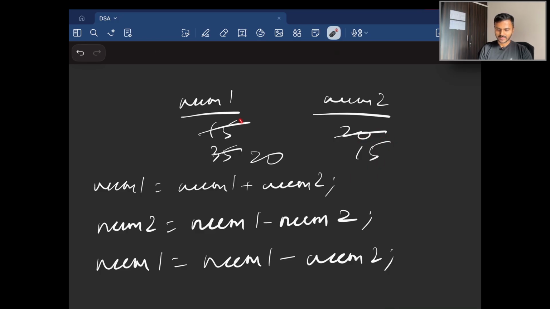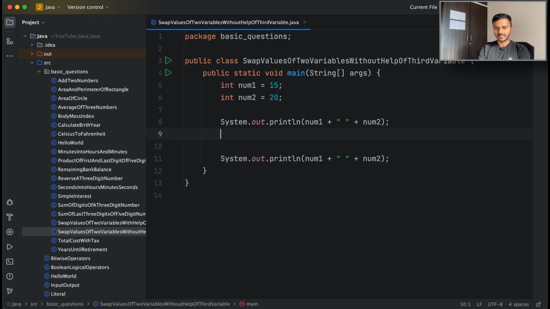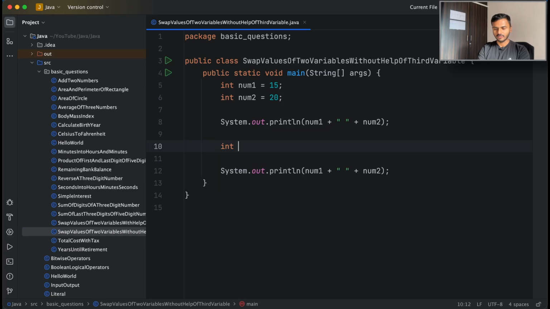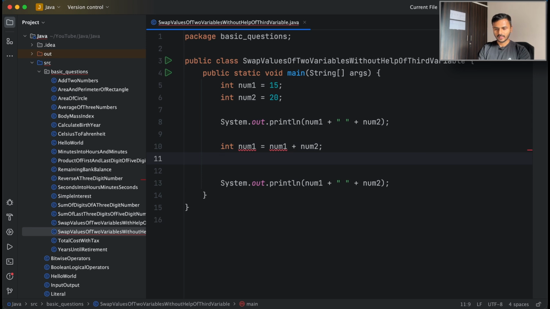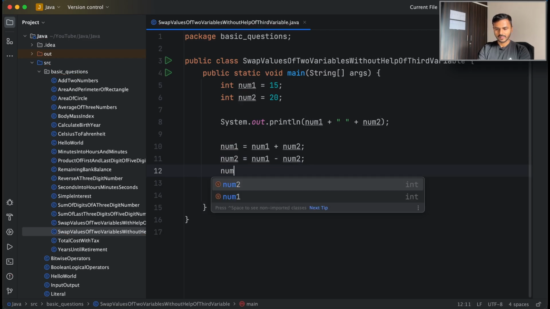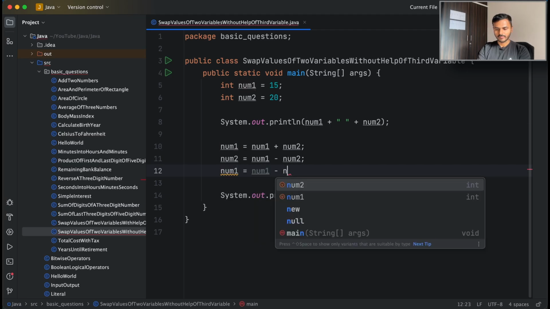So you see, we started with 15 and 20 in num1 and num2 respectively, and we ended up with 20 and 15 in num1 and num2 respectively. So this is how we can swap the value of two variables without using a third variable. And let's put the same logic in code. For that, we're going to go for num1 is equal to num1 plus num2. And this, of course, will not be int num1 because num1 has already been declared over here and you're using the same variable. So this is the first step. The second step is num2 is equal to num1 minus num2. And the last step would be num1 is equal to num1 minus num2.